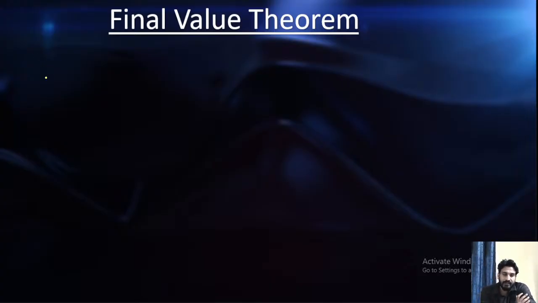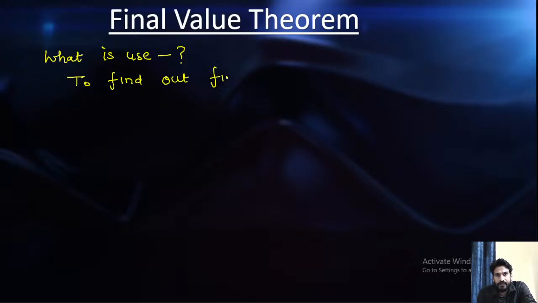So first of all, let me tell you what the use of it is. The use of it is to find the final values. In what context I'm saying final values, I'll tell you when we enter into that context. If I have any function and I want to calculate the final value of that function, then I will use the final value theorem. It is clear to you or not? So it is to find the final values of the process.